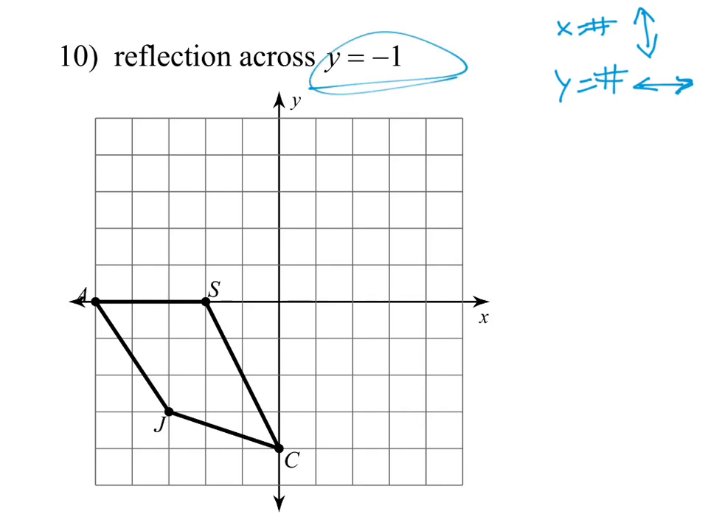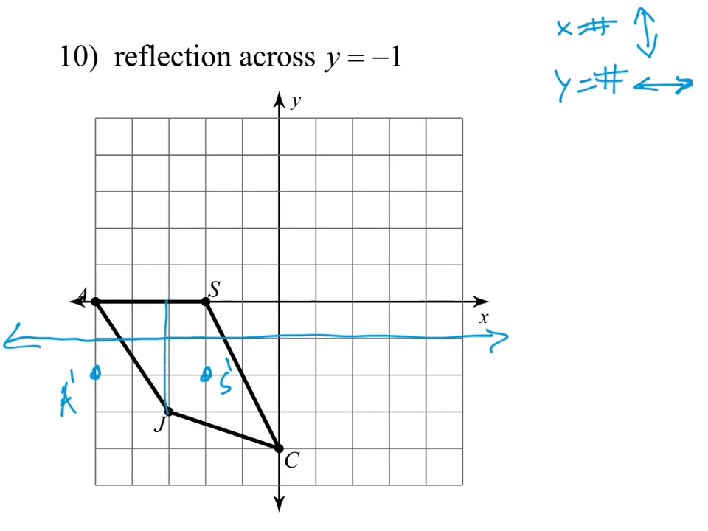And so if I want to reflect over this, I'm going to draw my line here. It's down here, y = -1. And that's what I'm reflecting over. The distance here is 1 for S and A. So I'm going to go 1 below. There's my S prime. There's my A prime. And then J is down 3, so I'm going to go up 3, and give me J here.